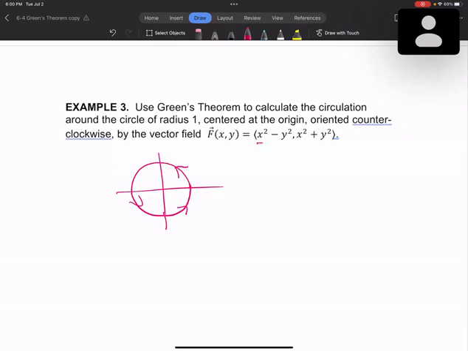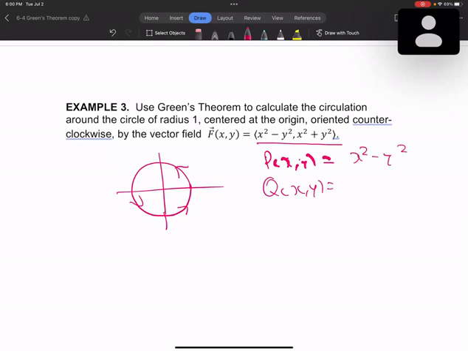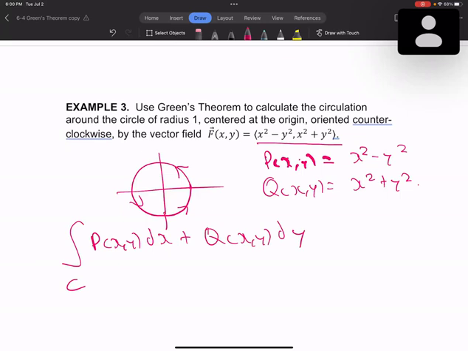And this is the vector field. Okay. So this is my P of x,y and my Q of x,y. So you guys tell me, what is P of x,y? x squared minus y squared. And Q of x,y, x squared plus y squared. Okay. So I need to find the line integral over the curve of P dx plus Q dy.